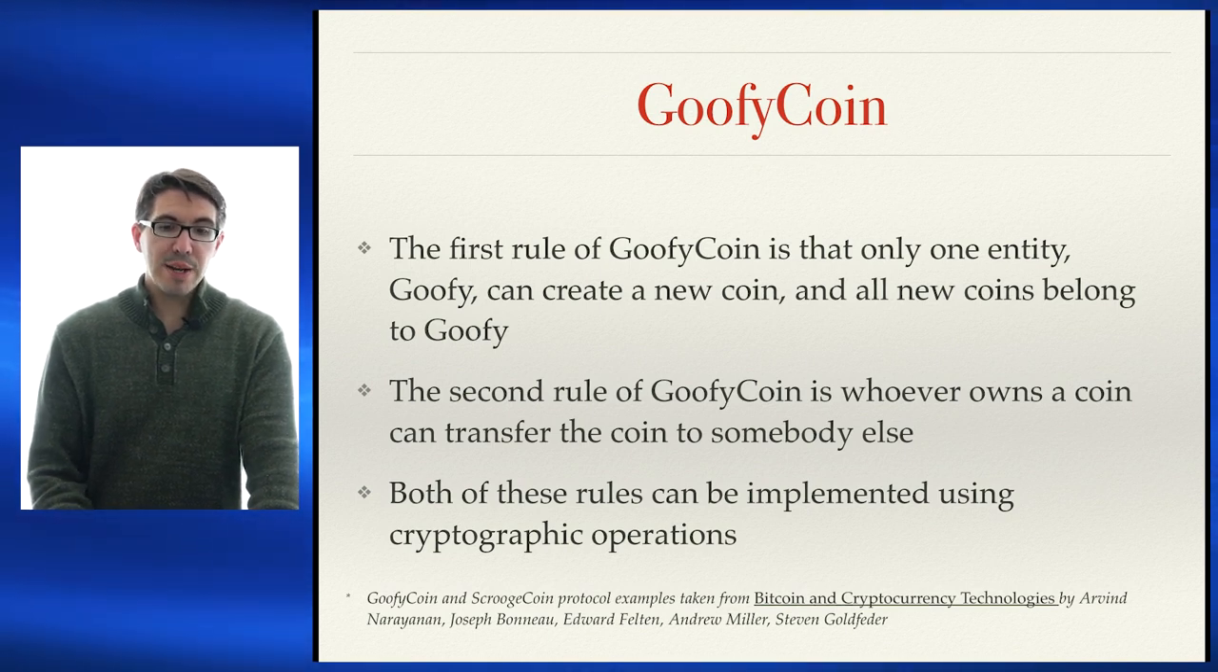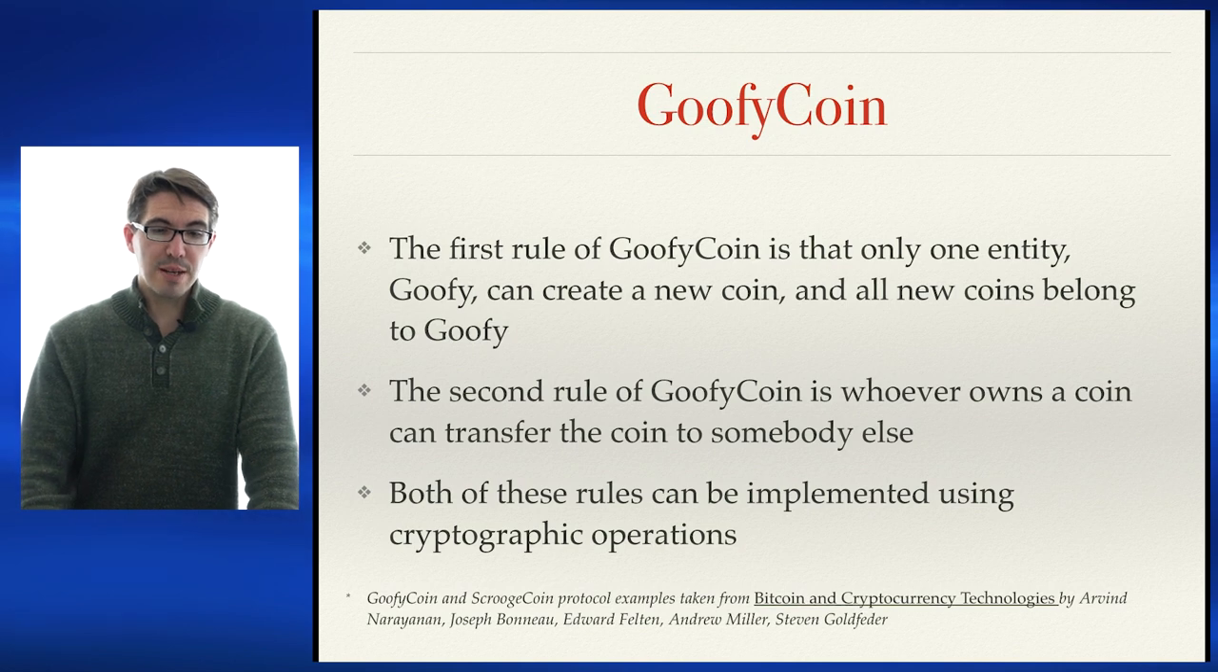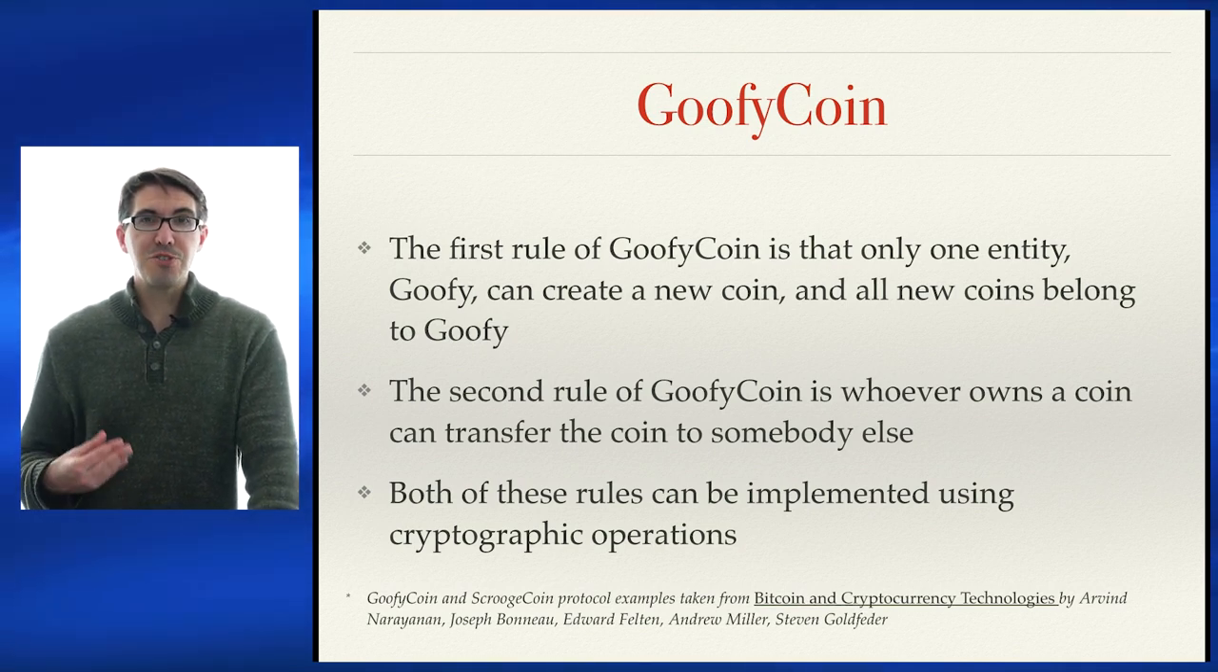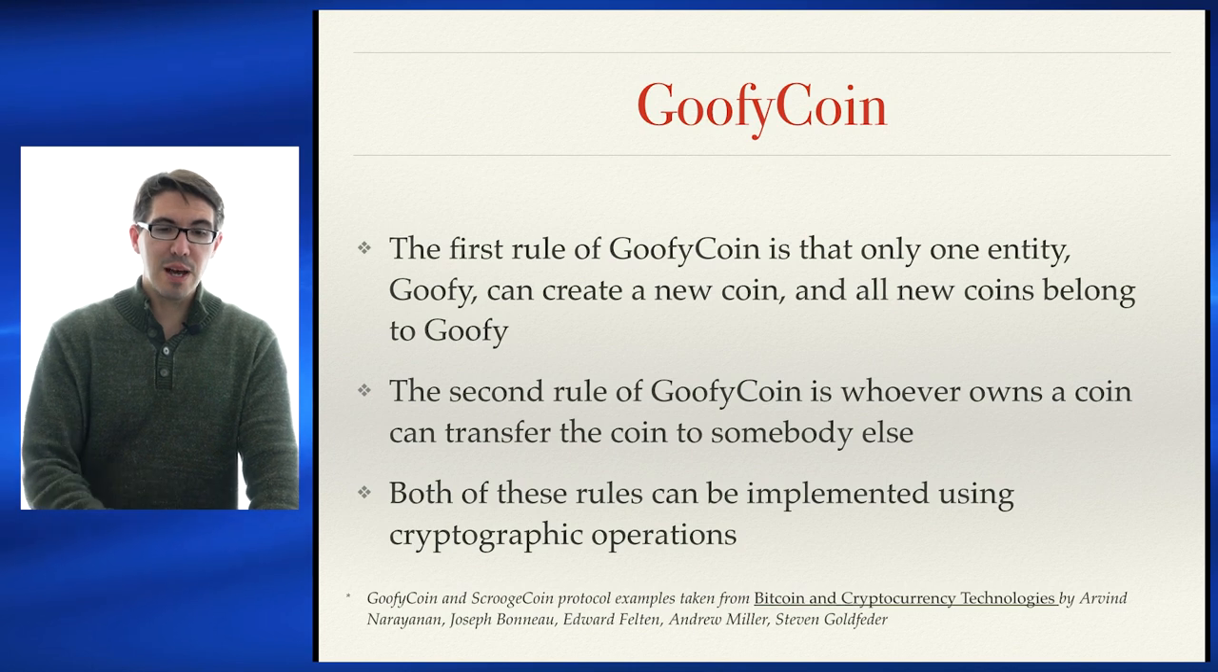So the first rule is only one entity is allowed to generate new coins, and that's Goofy. Every time a new coin is generated, it is going to belong to Goofy. The second rule of Goofy Coin is whoever owns a coin can transfer the coin to somebody else. So this is what we want. Goofy will be able to generate coins, and Goofy can then send those coins to others. Those people can then send them to others on their way.